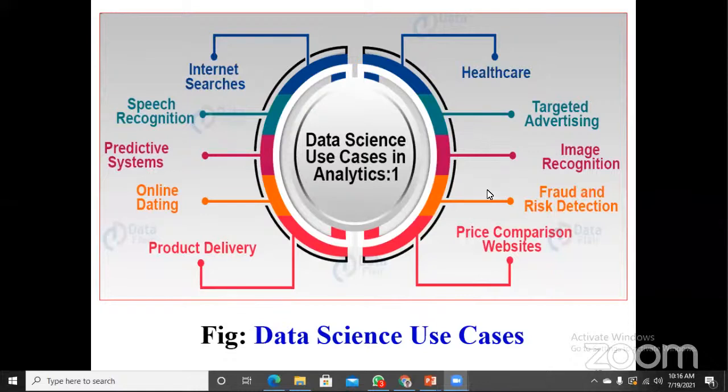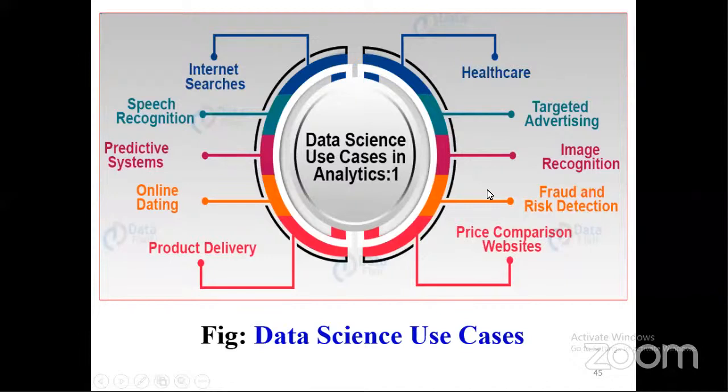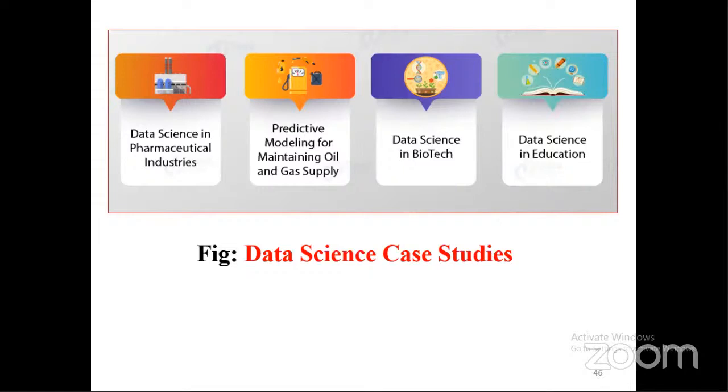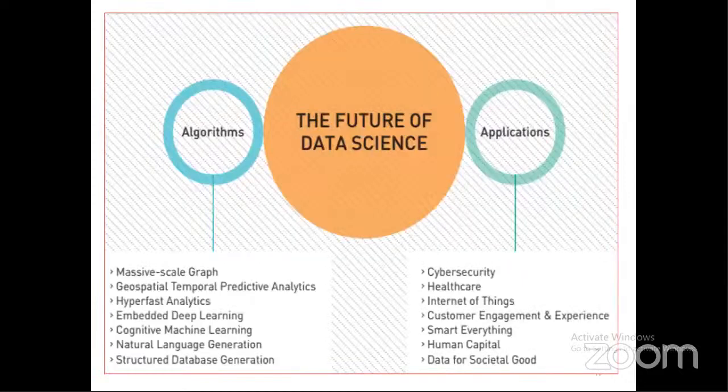Okay. And data science case studies. If you see data science in pharmaceutical industries, predictive modeling for maintaining oil and gas supply, data science in biotechnology, data science in education, everywhere we are using machine learning and deep learning techniques. So for the future of data science, we especially use massive scale graphing algorithms, geospatial, temporal, predictive analytics, hyper fast analytics, embedded deep learning, cognitive machine learning, natural language algorithms, and AI techniques. Applications in the future of data science: cyber security applications, healthcare data analytics, IoT applications, smart everything, customer engagement expertise, and data for societal good.